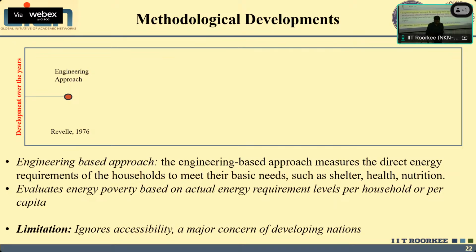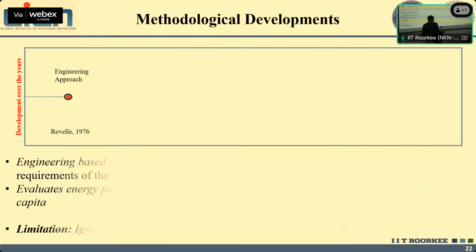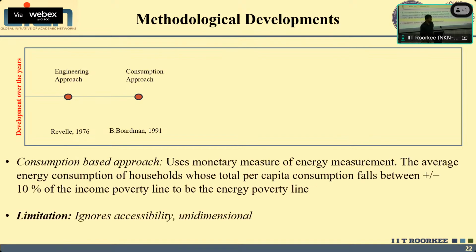There are some limitations. Of course, this ignores whether the household's requirement is accessible or not, which was actually nowhere mentioned. And it is in fact a bigger concern for developing countries and underdeveloped countries. The second one is by Boardman in 1991. We are just pinpointing some of the developments, not necessarily capturing all references. Some most important citations we are just discussing.